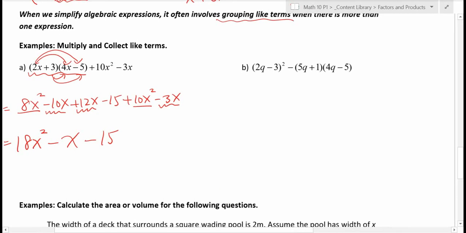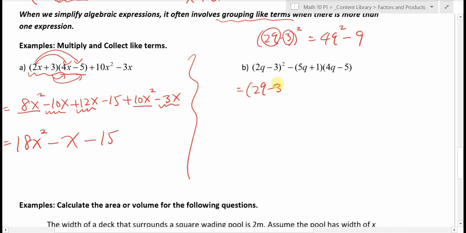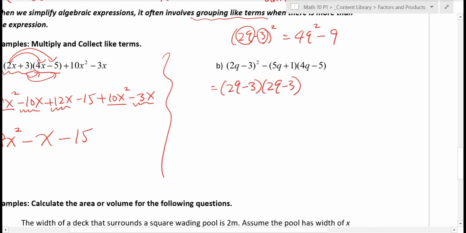As for part B, it's similar, but this is a square, so be careful whenever you have a square. This is the common mistake when people try to square the binomial. They just go 2q squared is 4q squared, minus 3 squared is 9, trying to square the individual terms. Unfortunately it doesn't work that way. I would suggest for now you write it out: 2q minus 3 squared means 2q minus 3 times 2q minus 3. And then I'm just going to rewrite it, so I'll work with one line in the next line here.